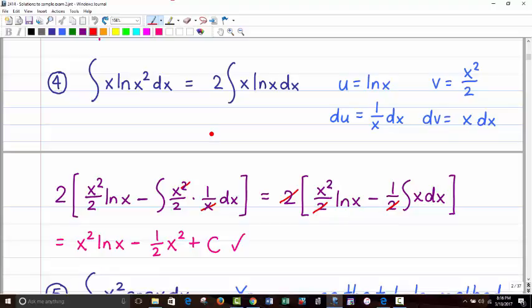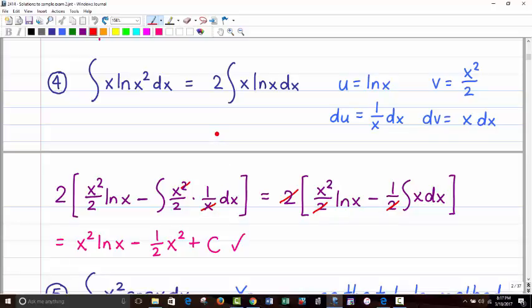One thing I could have done, looking at this now, I just realized that when I brought the 2 down, I could have left the 2 with the x right over here with the dv. That would have been fine. I could have left dv as 2x dx, and then I would have had x squared there for v. But I'll just go ahead and finish the way I've done it. The important thing is realizing that the 2 must be multiplied by everything in the integration by parts formula.